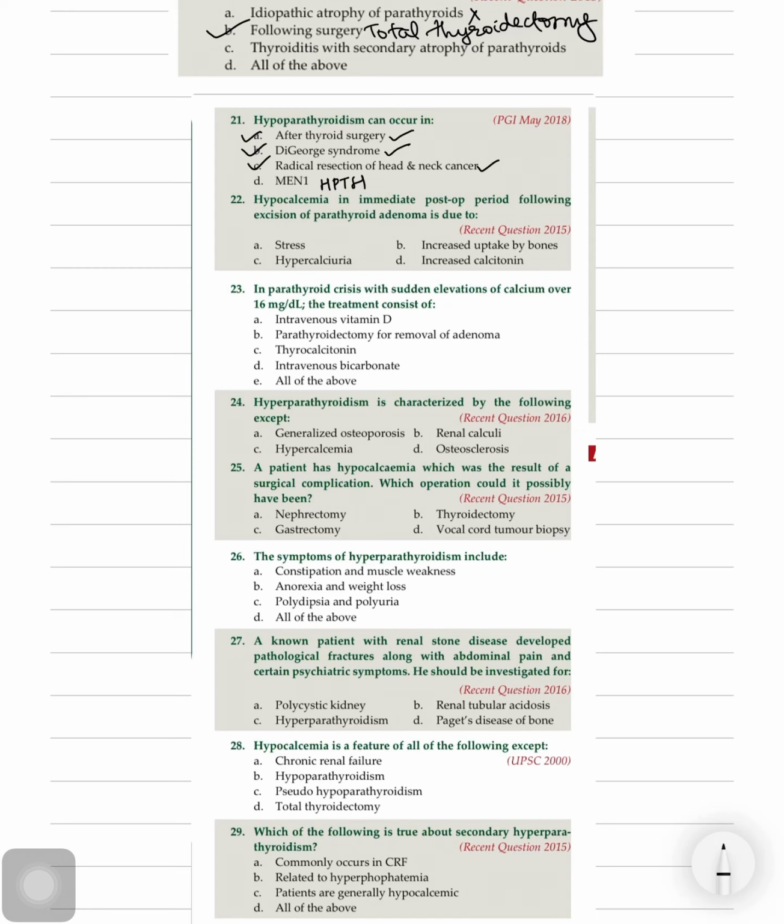Hypocalcemia in the immediate post-op period following excision of parathyroid adenoma is because of increased uptake by bones, that is known as hungry bone syndrome. Hungry bone syndrome is due to a sudden drop in the PTH level, so the osteoblastic activity will increase and there is more and more uptake of calcium into the bones. That is why the patient will have hypocalcemia.